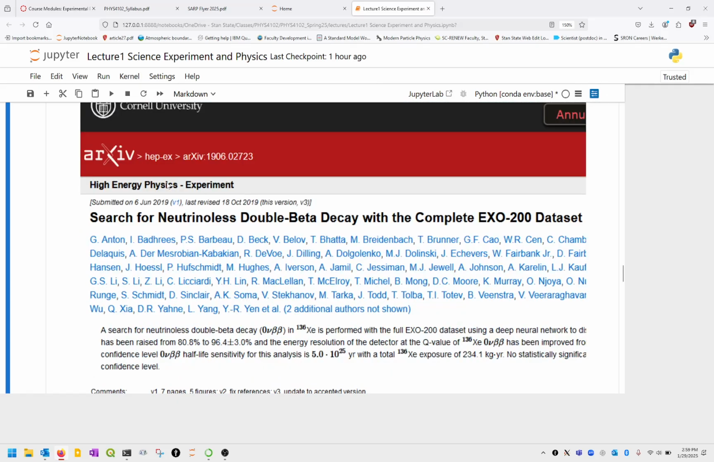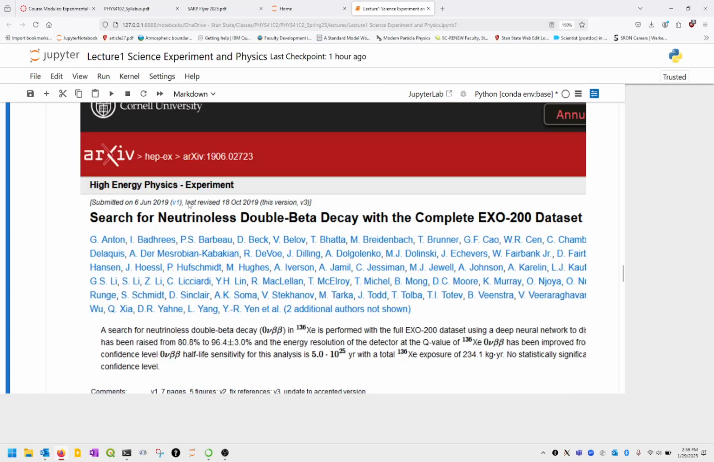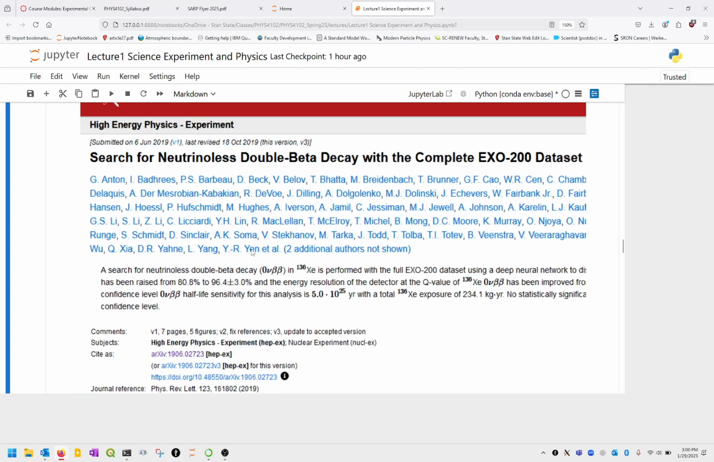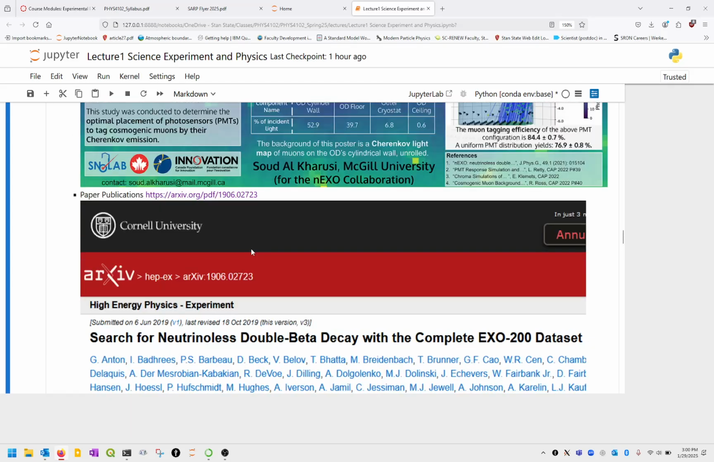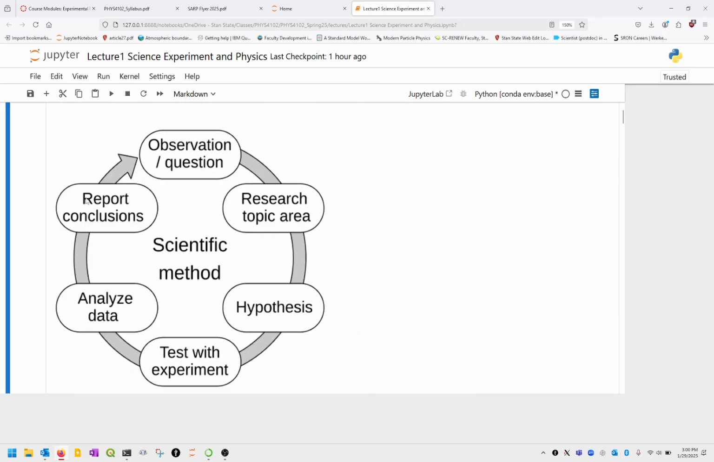On this website called arXiv, most physicists will post the articles they write, their publications, first, because it's a free website. Anyone can post on here. I think there's some minimal check to make sure it's actually a science paper. You can actually post stuff on here if you want. So those are different ways of reporting your conclusion. Okay, so this is the entire scientific method.